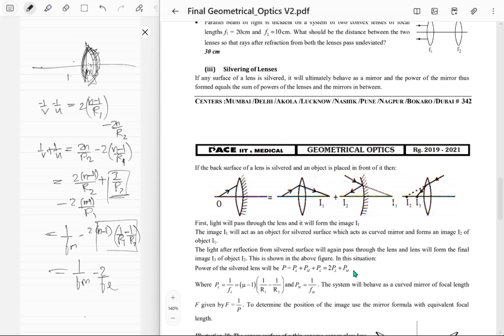But did they give us the formula? Oh yeah, they did actually. So 2 power of the lens plus power of the mirror. But power of the mirror is just negative 1 upon f. So like negative power of the mirror minus 2 power of the lens. I don't know what they're doing over here. Why would you do this thing?